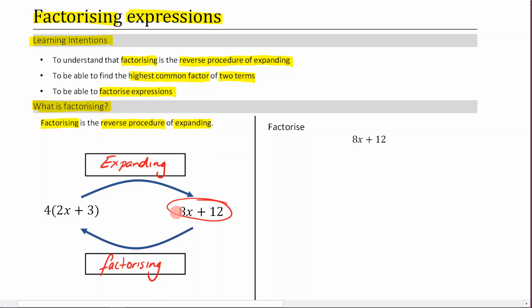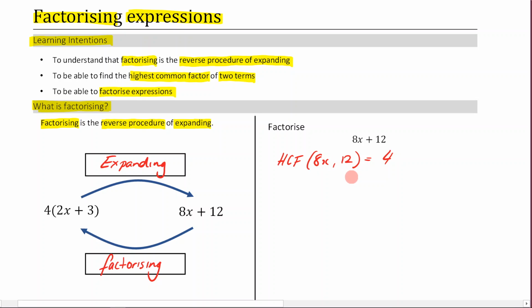Perfect. So now the question is, how would we go about such a process? Let's just begin with a nice little example. So here is 8x plus 12. So we're going to learn how to go from this to this. Okay, so how are we going to do that? The first thing that we're going to do is find the highest common factor of 8x and 12. So what's the highest common factor of 8x and 12? Well, think to yourself, what's the highest common factor of 8 and 12? It's going to be 4. You're going to see later on how that x is going to be involved.